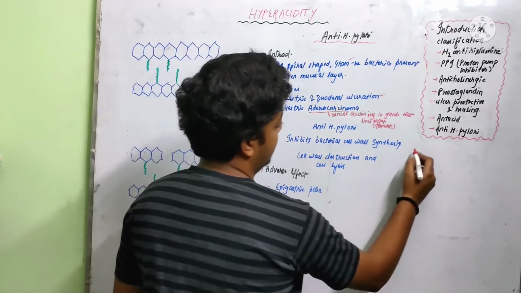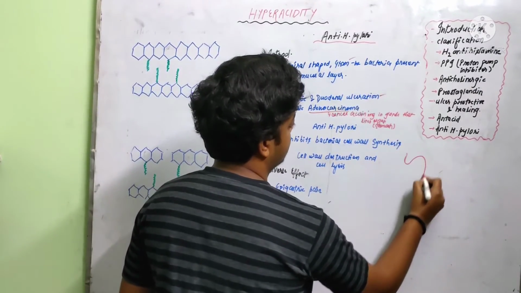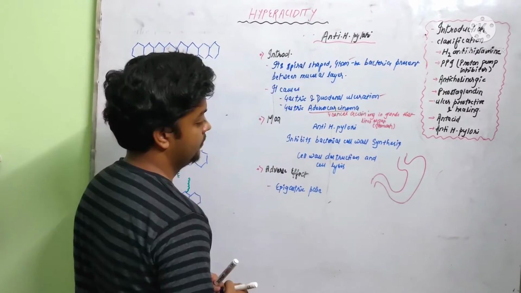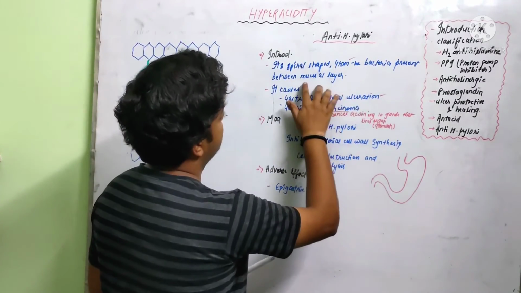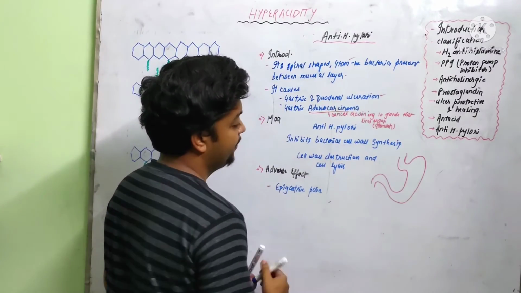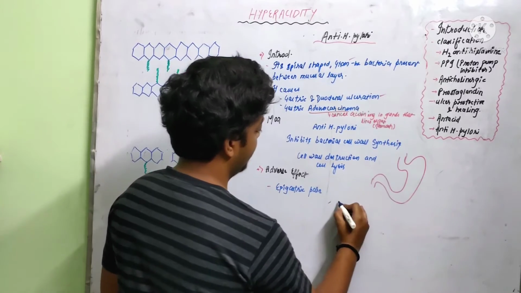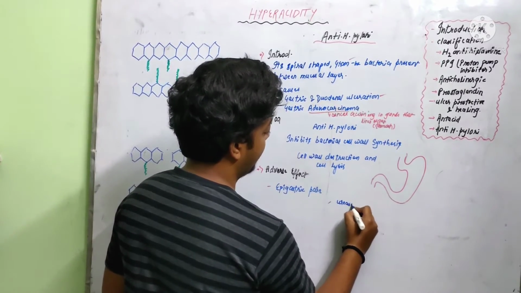So let us say again that we have the stomach here, right? So now what happened, as the bacteria are present between the mucosal layer, right? So they cause the ulceration by urease activity. So let's write it down here. We have the urease activity.